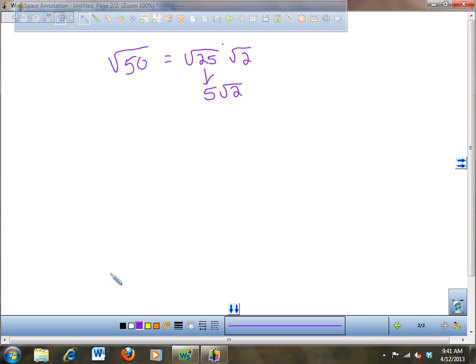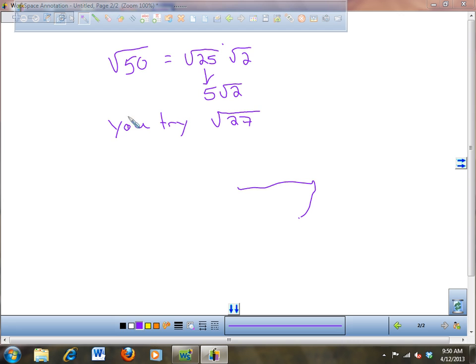So what you're trying to do is pull out as much as you can out of that square root symbol. Let's do it. You try. Square root of 27. See if you guys can come up with them.